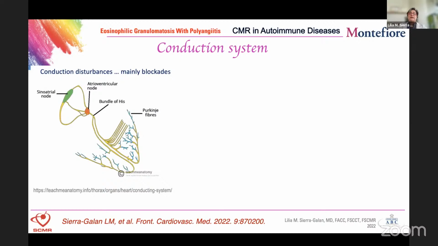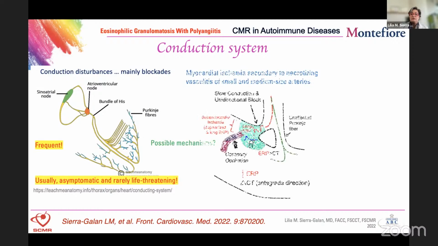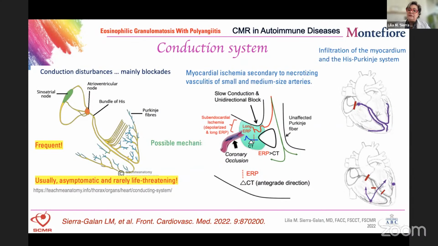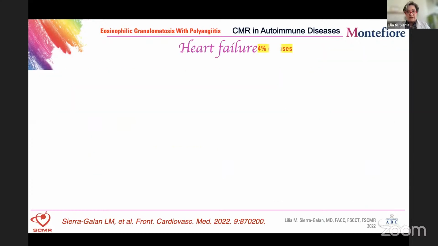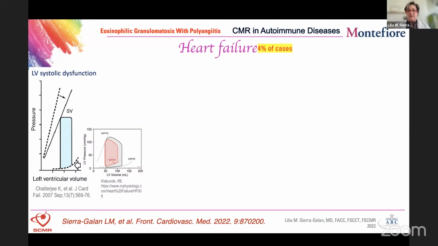It also affects the conduction system, and it is very frequent at different levels. It is usually asymptomatic and rarely life-threatening. But what are the possible mechanisms? It could be myocardial ischemia secondary to necrotizing vasculitis of small and medium-sized arteries, or it could be infiltration of the myocardium and the His-Purkinje system. And those are the leading cause of sudden death in these patients. So we really need to be aware.